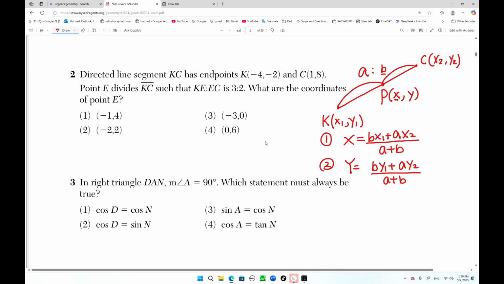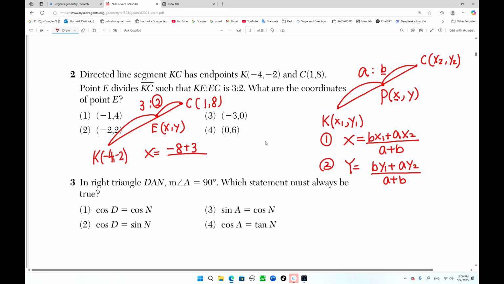The formula is a shortcut. K equals -4 and -2. C is 1 and 8. This time 3 to 2. So at this point is E. I'm going to find out its coordinate, X and Y. X is 2 times X1. 2 times -4 is -8. 3 times X2, which is 1, plus 3, over 3 plus 2 is 5. So it's going to equal -1.